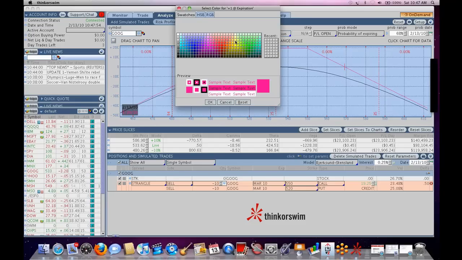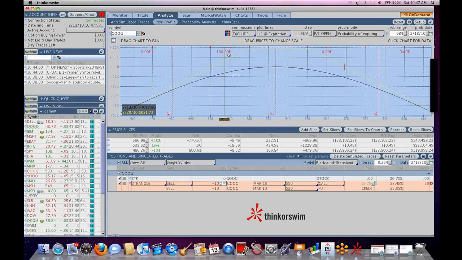Let's make it yellow, kind of a bright yellow. There we go. Hit OK. And there's our nice P&L line. So I have plus one at expiration. What that shows me is today's graph and plus one at expiration. So it goes to the first expiration month of the position, in this case, March.